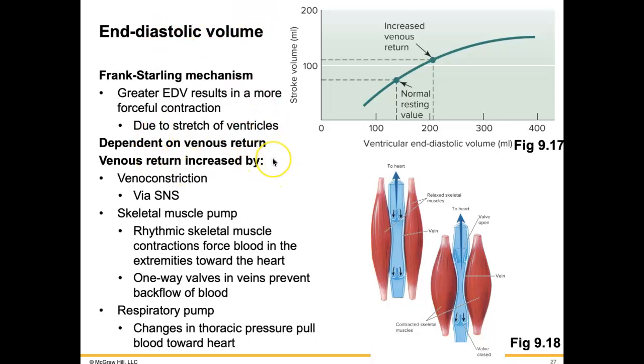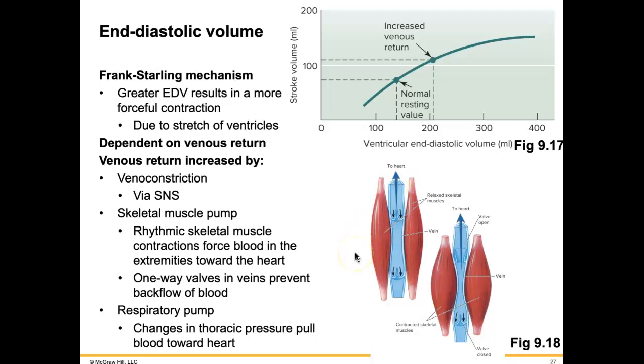And so we know that the end diastolic volume, our preload, is also dependent on our venous return. And so that venous return has to do with venoconstriction. How much are our veins constricting? And this deals with our sympathetic nervous system once again. And how are we able to get that blood back to the heart? We're going to use our skeletal muscles along the sides of our veins to push that blood. So we have rhythmic skeletal muscle contractions and also these one-way valves in the veins to make sure that blood is continuing in that one direction to the heart.